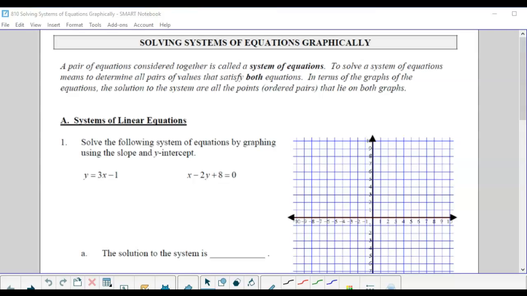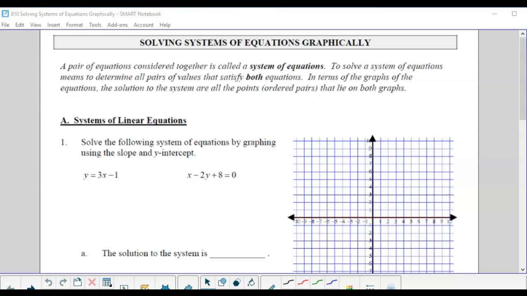And now we're looking at where they intersect. Where they intersect is the solution to the system. A system of equations is two or more equations that we are asked to solve. Okay, we'll learn some algebraic methods too. That's sort of more what the unit is about, and look at some applications of systems of equations.